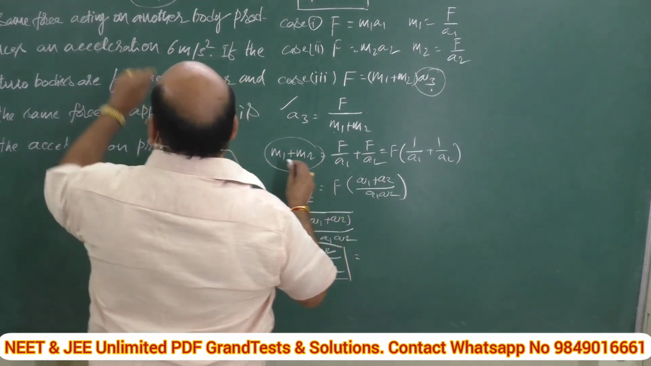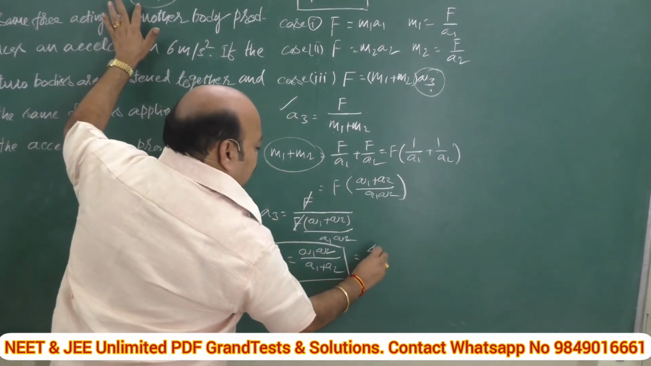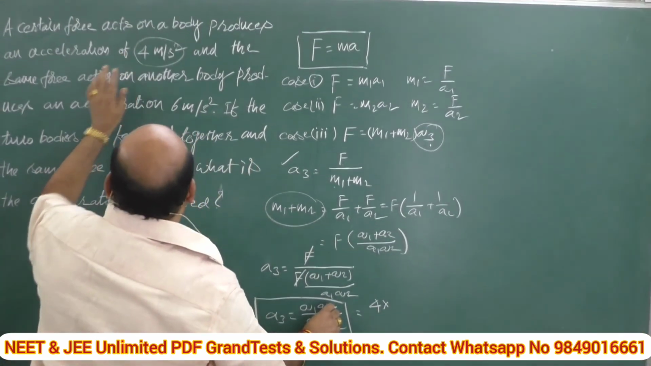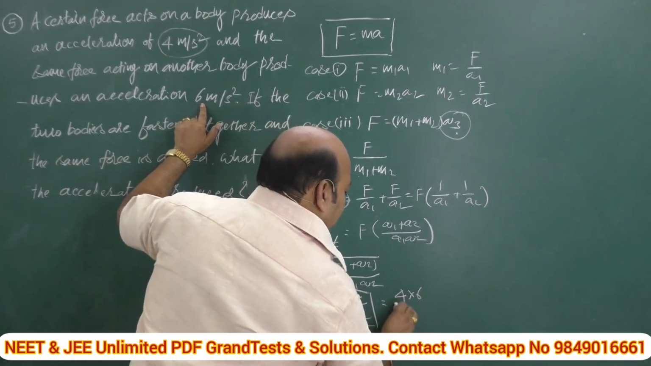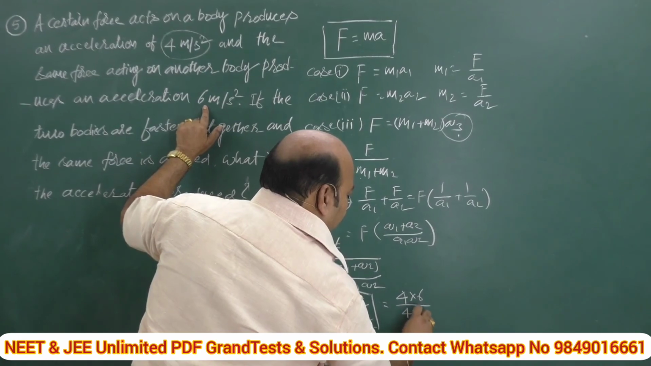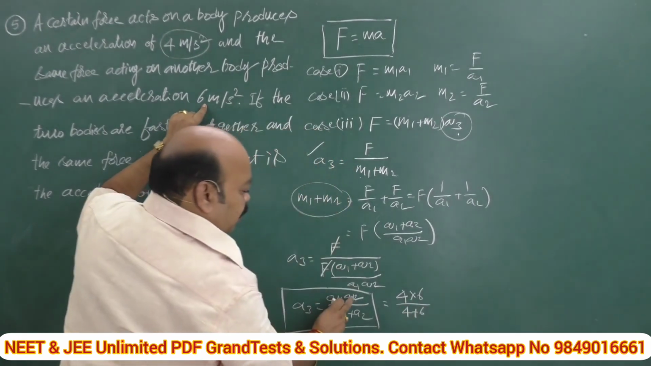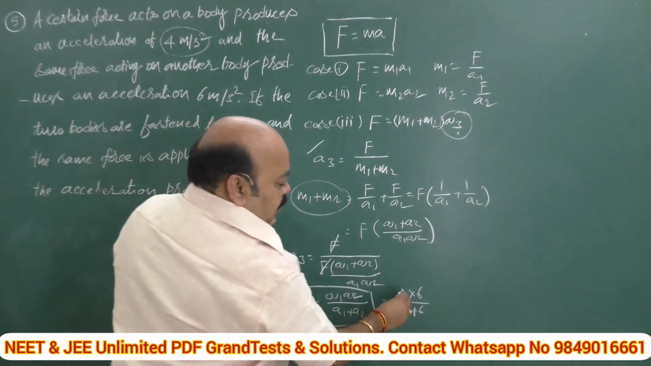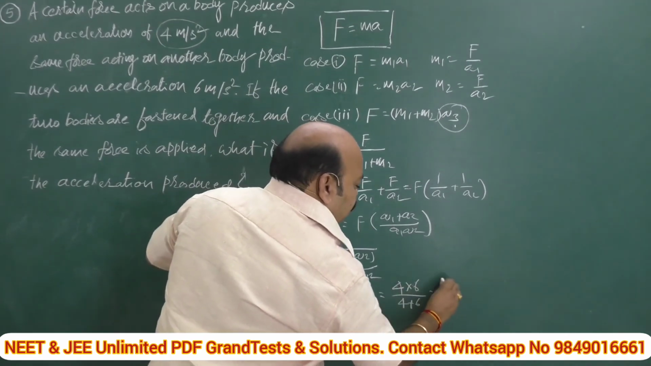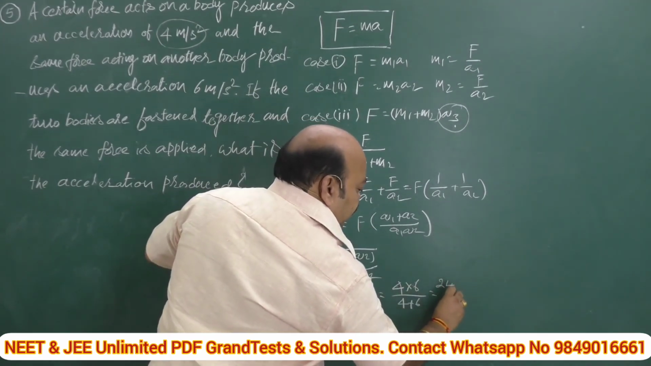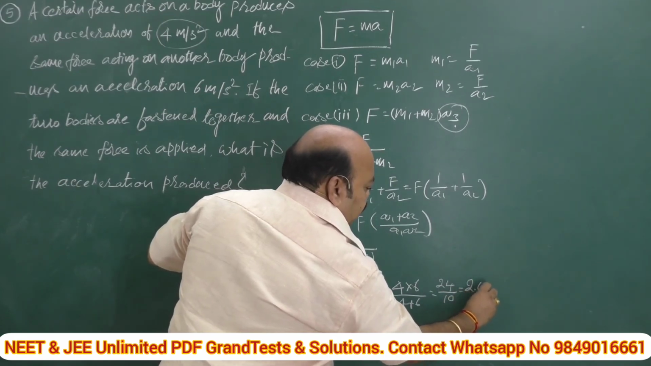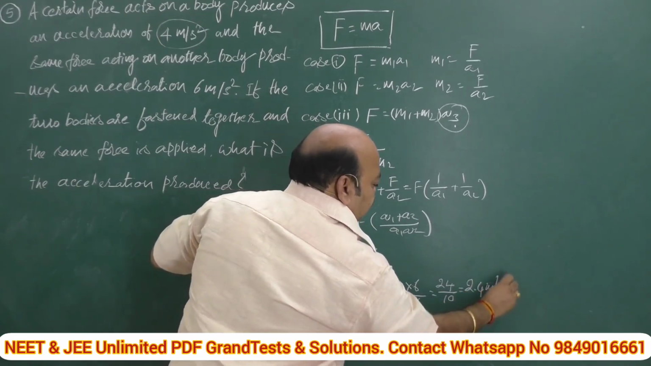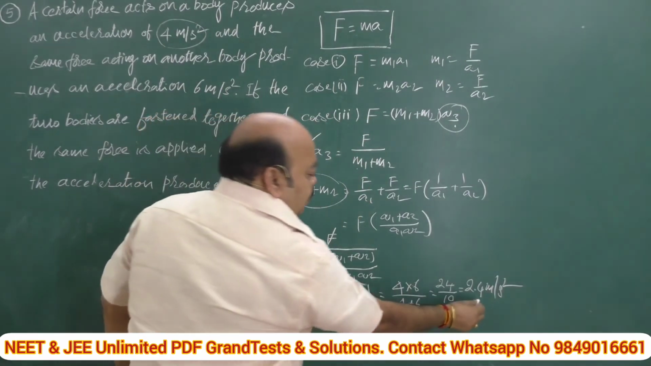Now I am going to substitute the values of a1 and a2. What is a1? First acceleration, 4, into a2. What is the second acceleration? It is nothing but 6. 4 into 6 divided by 4 plus 6, a1 into a2 by a1 plus a2. Clearly, 6 4s are 24 divided by 10, nothing but 2.4 meter per second square. That's all. This is the final answer.